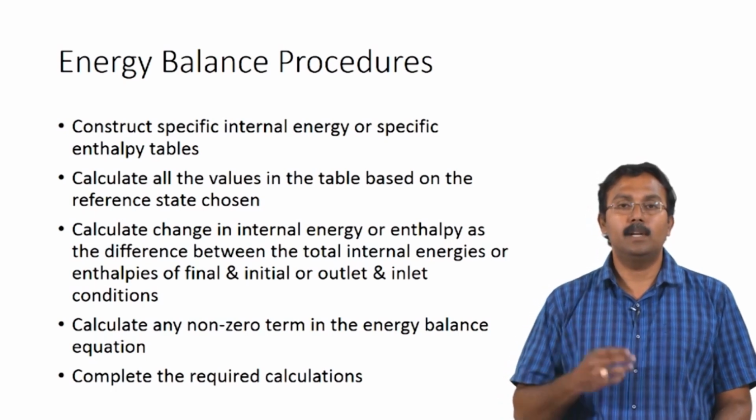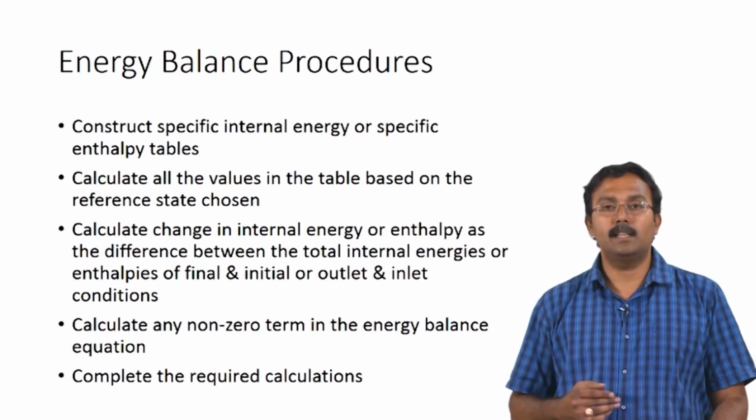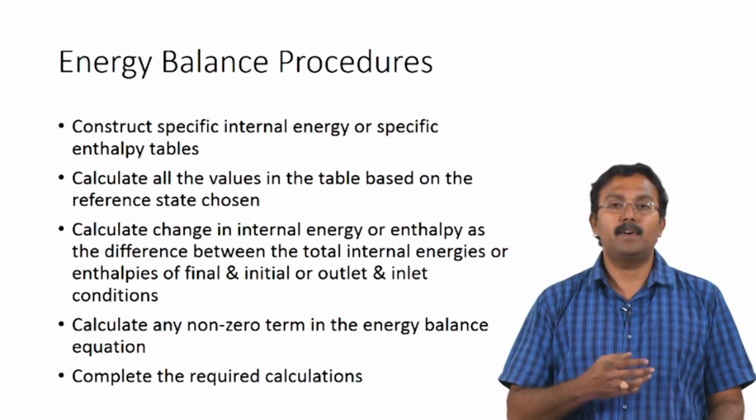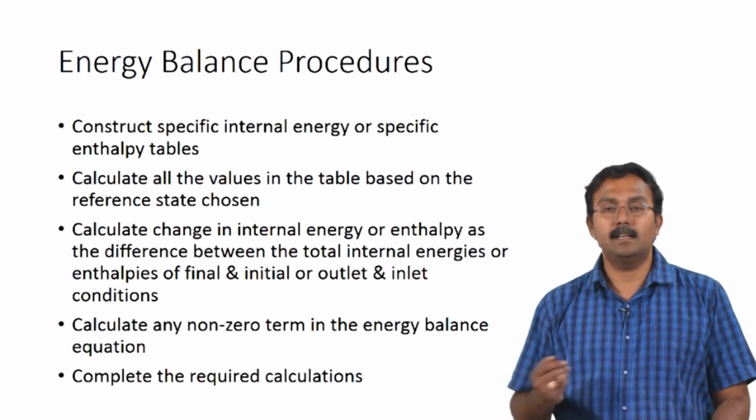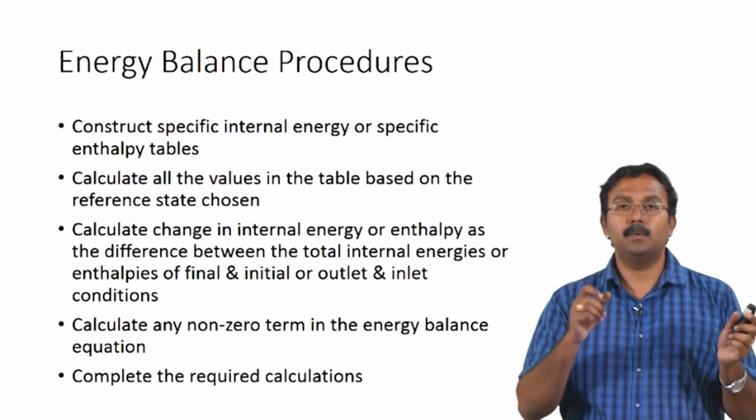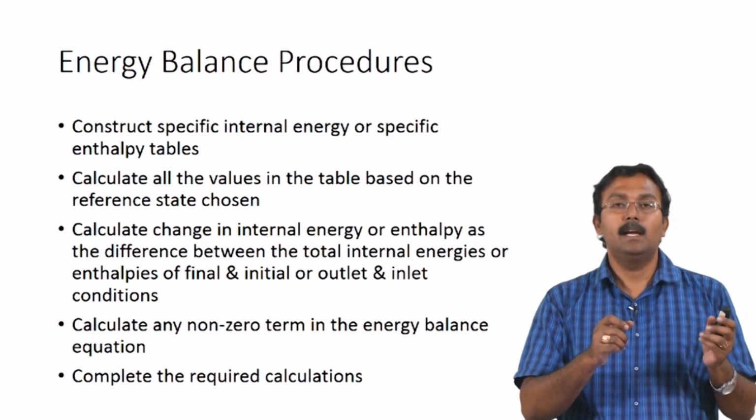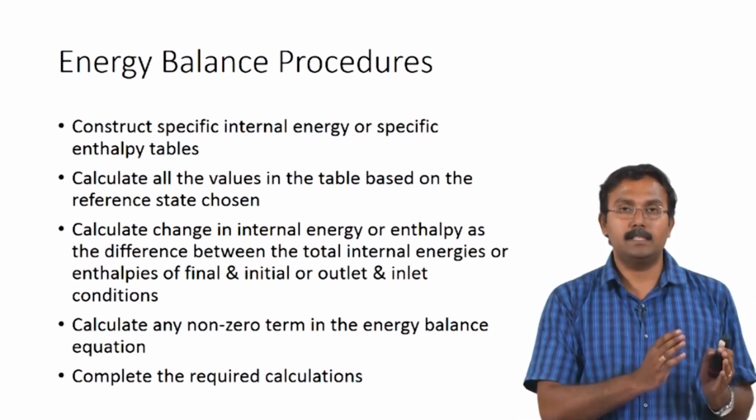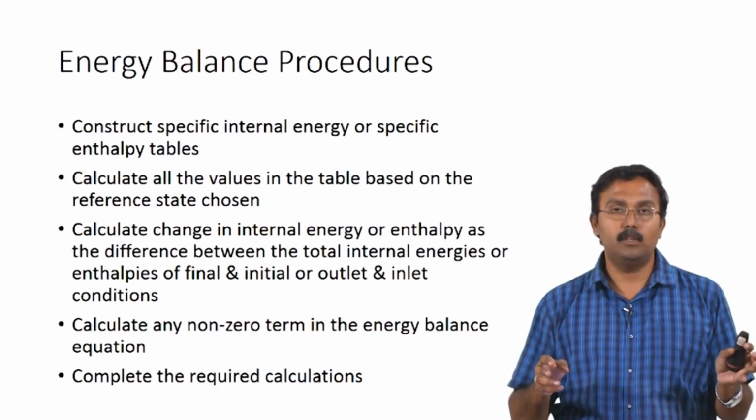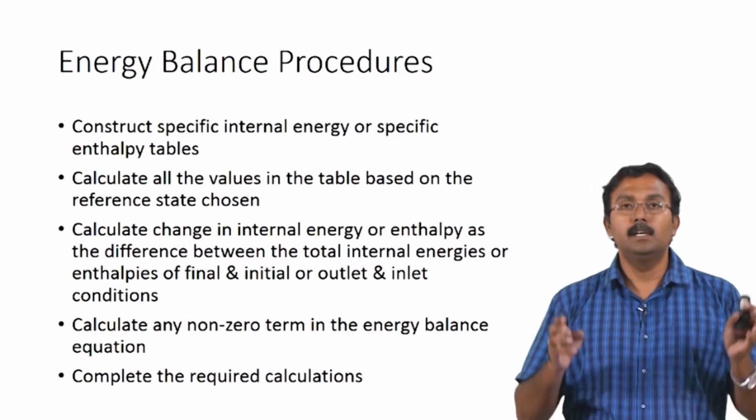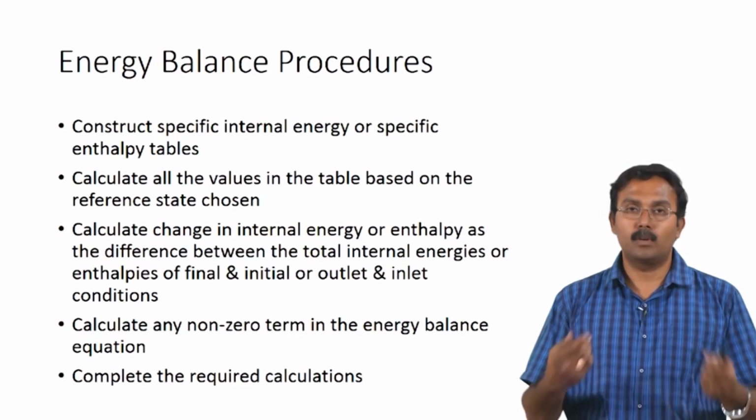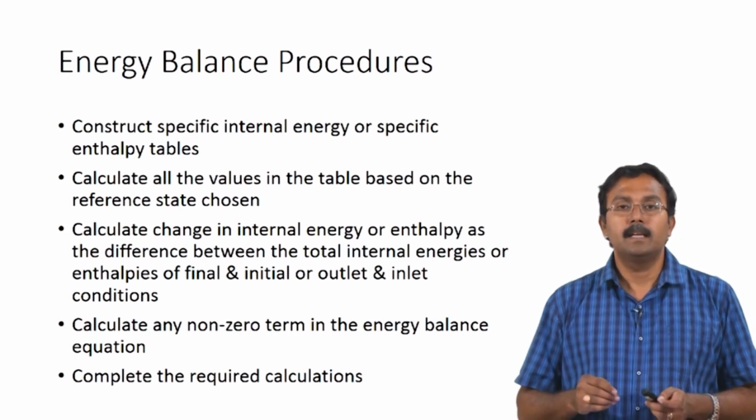So, then you would have to calculate the change in internal energy or enthalpy as the difference between the total internal energies or enthalpies of the final and initial, or outlet and inlet conditions. So, what you do is you multiply the number of moles or mass with the specific internal energy or enthalpy and find a summation of all that for the inlet stream, and do the same for the outlet stream. The value for the outlet stream minus the value for the inlet stream would give you the total change in enthalpy for the process. Similarly, you can do it for closed systems using internal energy.